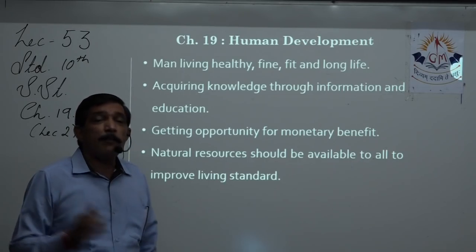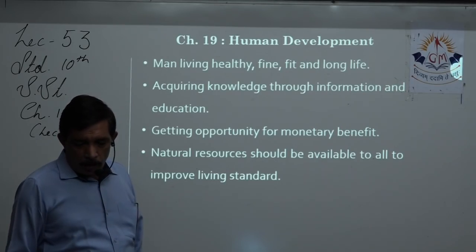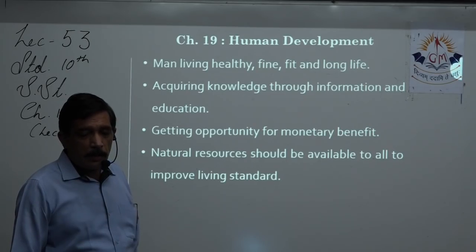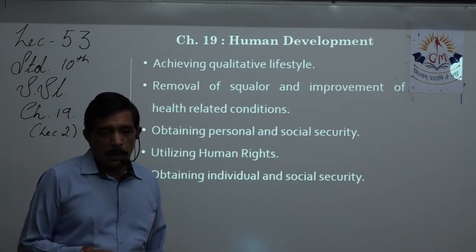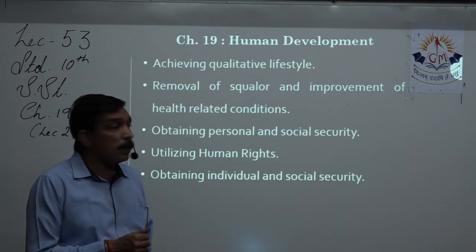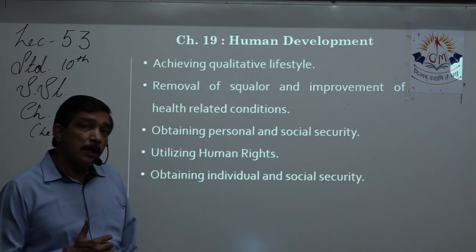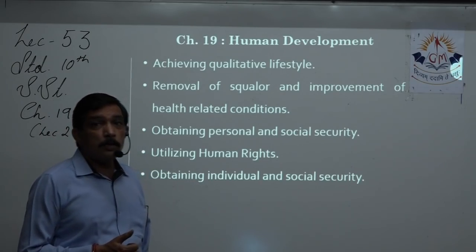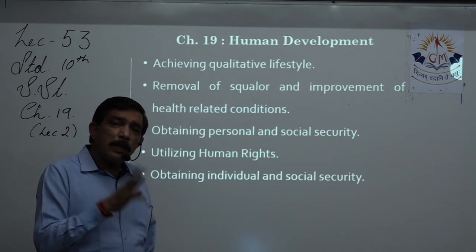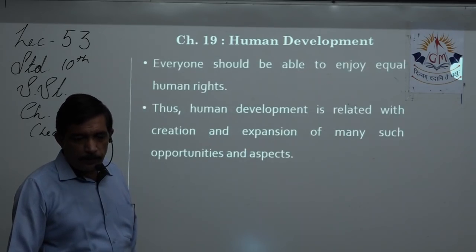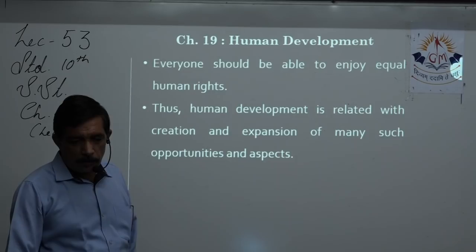Getting opportunity, equal benefit for monetary gain, then natural resources should be available to all without any compromising, and it should be used to improve living standards, achieving qualitative lifestyle, removal of squalor, that is dirtiness, improvement of health related conditions, obtaining, most important, obtaining personal security and social security, utilizing human rights, obtaining individual and social security. These are all included in the new meaning for human development. Everyone should be able to enjoy equal human rights. Human development is related with creation and expansion that we already learned.